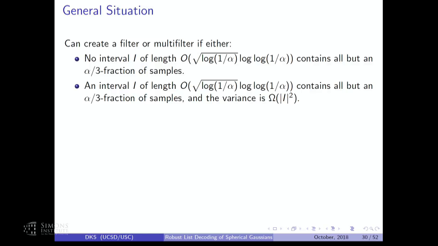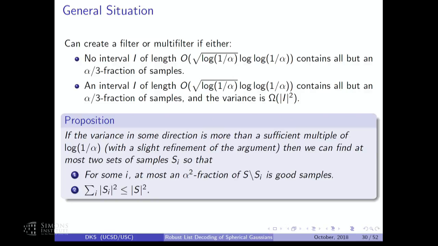Either there is no interval of length I, square root log 1 over alpha times log 1 over alpha, that contains all but an alpha over 3 fraction of samples. Or there is an interval of I of that length that contains all but an alpha over 3 fraction of samples, and the variance is something like omega of I squared. And in particular, that means that as long as the variance in some direction is more than a sufficient multiple of that, with a little bit of improvement to this argument, you can actually get down to log 1 over alpha. If there's a direction with that variance, then we can actually find these sets.